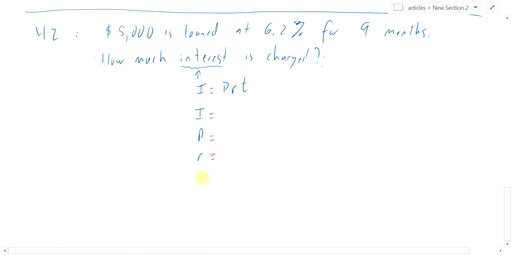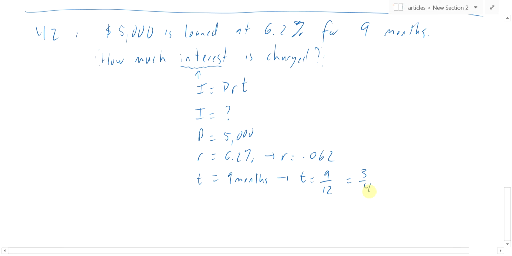What's I? What's R? What's T? Well, we don't know what I is, so we leave that there. The principal is 5,000. The rate is 6.2%, which is 0.062, and the time is 9 months, and we know we have to convert that to years. So T is 9 months out of 12, which is 3/4.